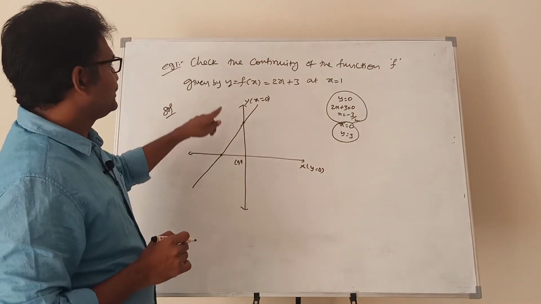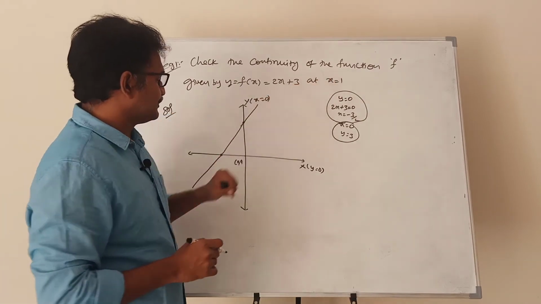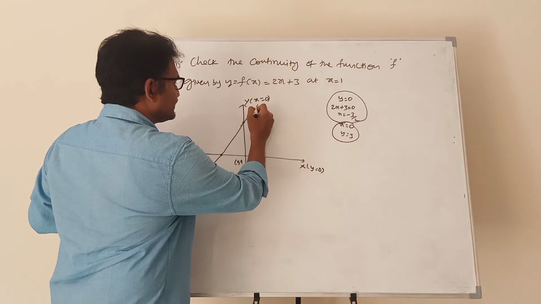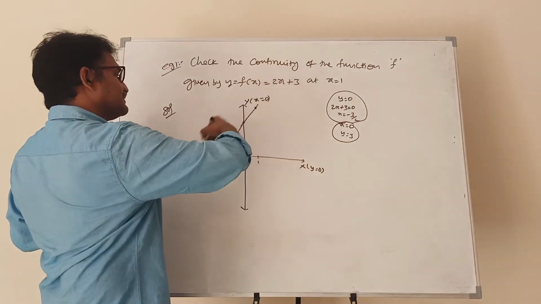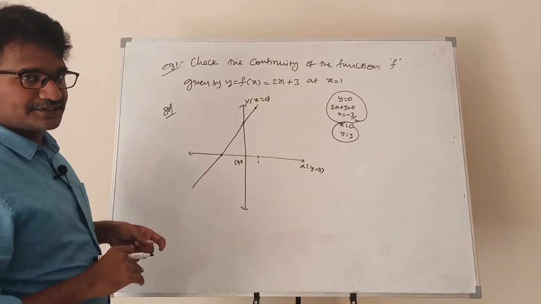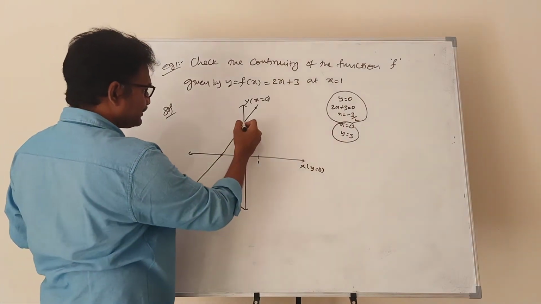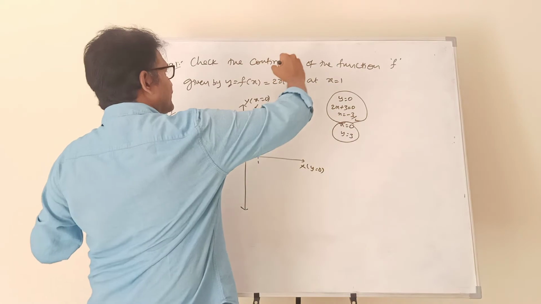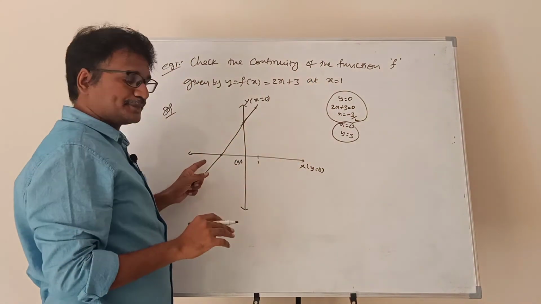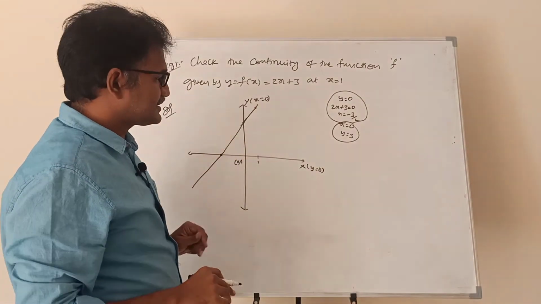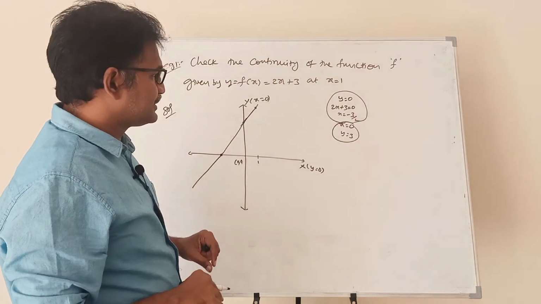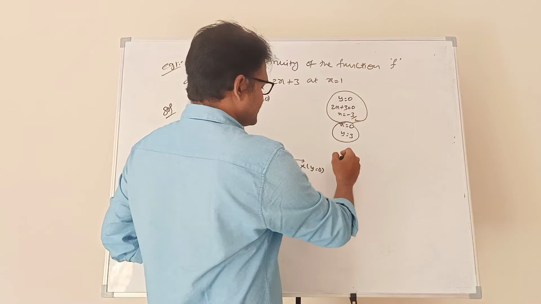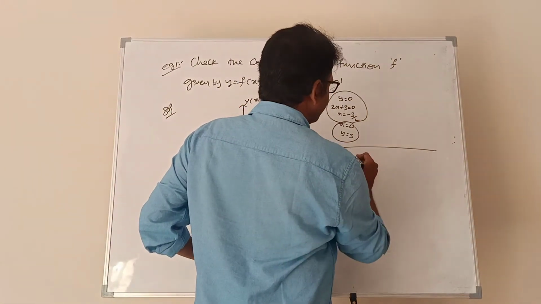So where do you need to check the continuity? At x equal to 1. If you observe here, at x equal to 1, is this graph continuous or discontinuous? Continuous, because you do not need to lift the pen to draw this graph at x equal to 1 or at x equal to 2. That means this graph is a continuous function. So without using the graph, how do you do this problem? By using the concept of limits.